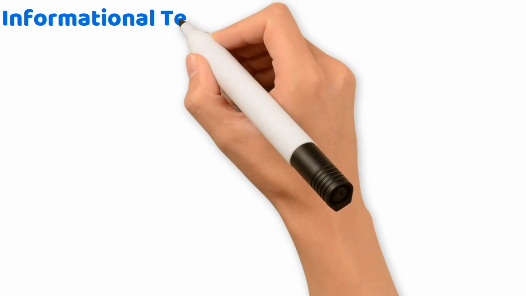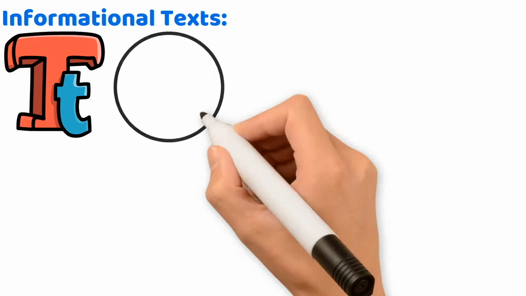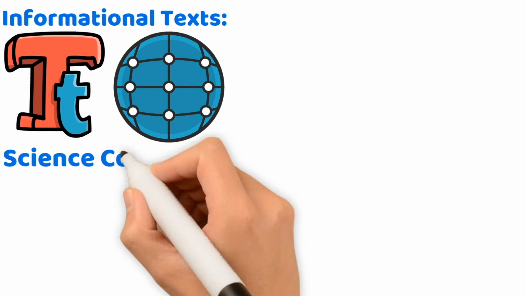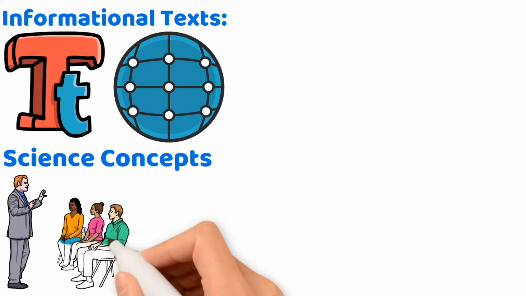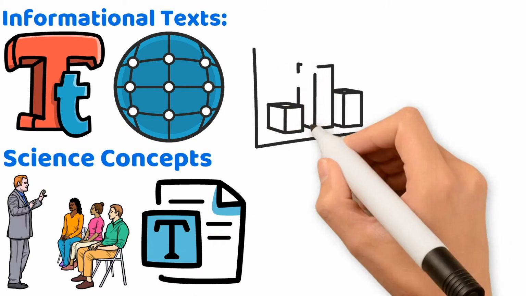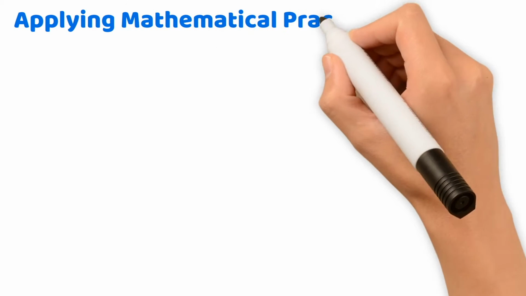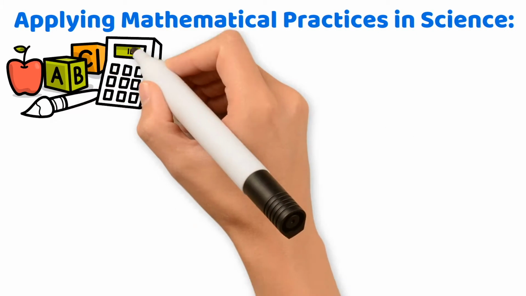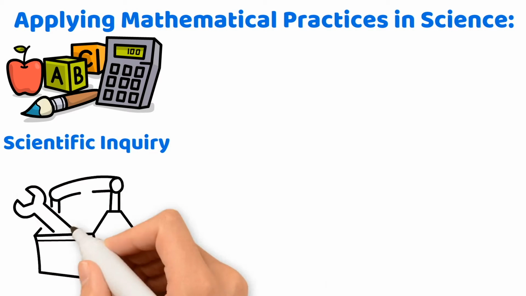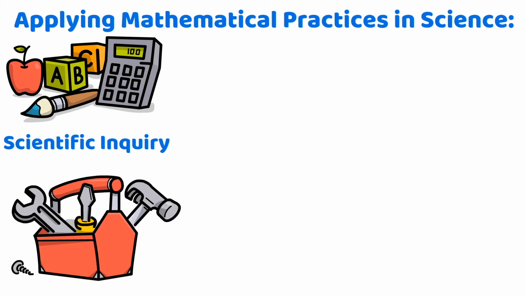Informational texts. Utilize texts that provide real-world applications of science concepts. Teach students how to extract and interpret scientific data, enhancing their ability to apply what they learn in practical contexts. Applying mathematical practices in science. Mathematics is the backbone of scientific inquiry, providing the tools to quantify and solve problems.